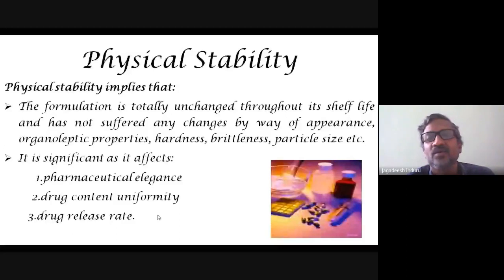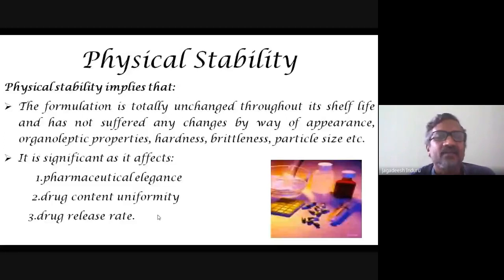So appearance: it is a free-flowing liquid, or a solid. Like that we have appearance. And organoleptic properties: pale yellow color, white color, cream color, brown color, with a characteristic pungent odor, or maybe a lemon taste, or strawberry flavor with pink color and strawberry taste. Such things will be present in the dosage forms, and they should be persistently present.